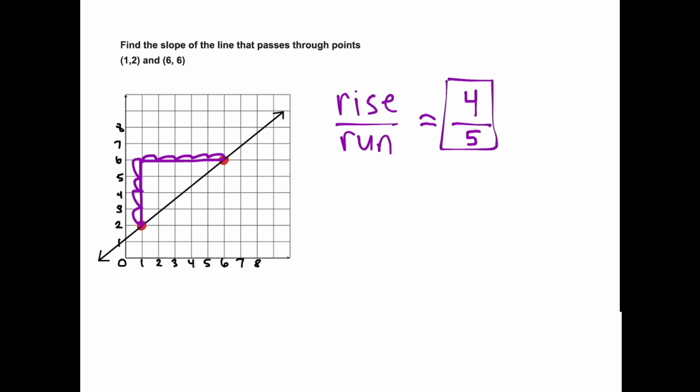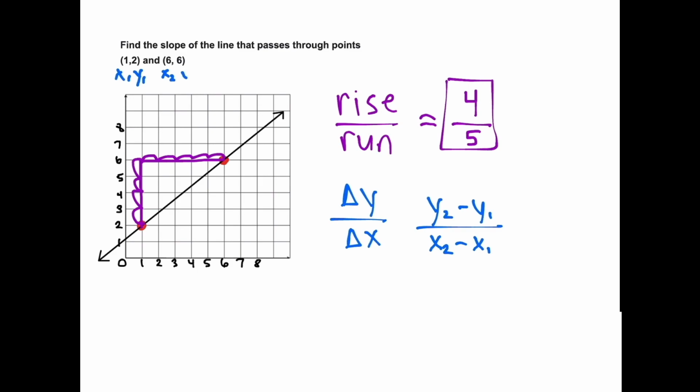We can also find slope mathematically. Remember I said we could find the change in y over the change in x. Change means to subtract. So we need to take our two y values and subtract them from each other, and then divide by the two x values subtracted from each other. So on this ordered pair, we could say the 1 is x1 and the 2 is y1. We could say the 6, 6 has the x2 and the y2. So taking the y2, that's 6, minus the y1, that's 2, we get 4.